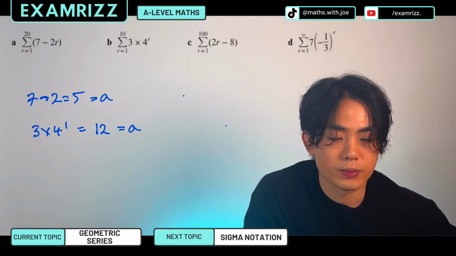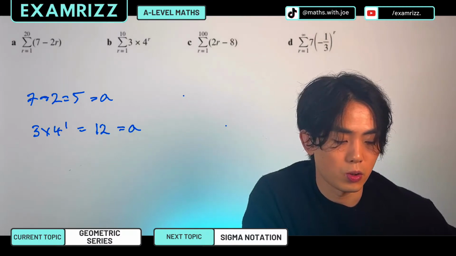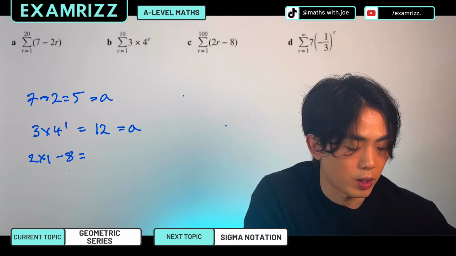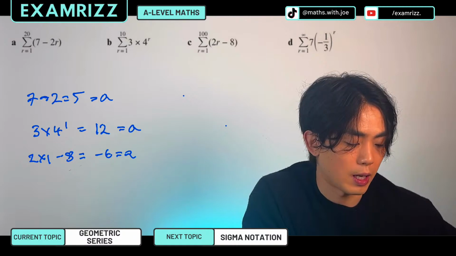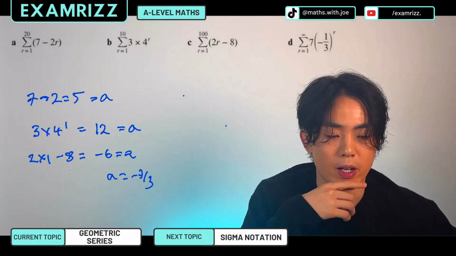And then for this one here, just plug in r as 1. So 2 times 1 minus 8. And what do we get? We get minus 6. This would be a. And finally, just plug in r as 1 to here, and you get a as minus 7 over 3, like so. Okay, so that's how you go ahead and find the a value.